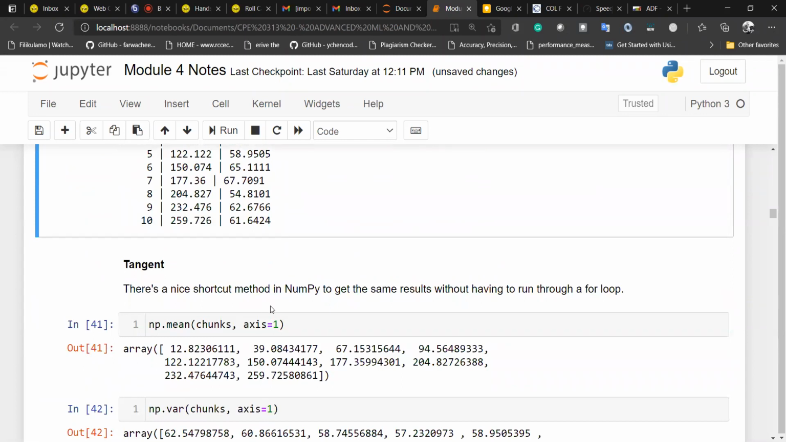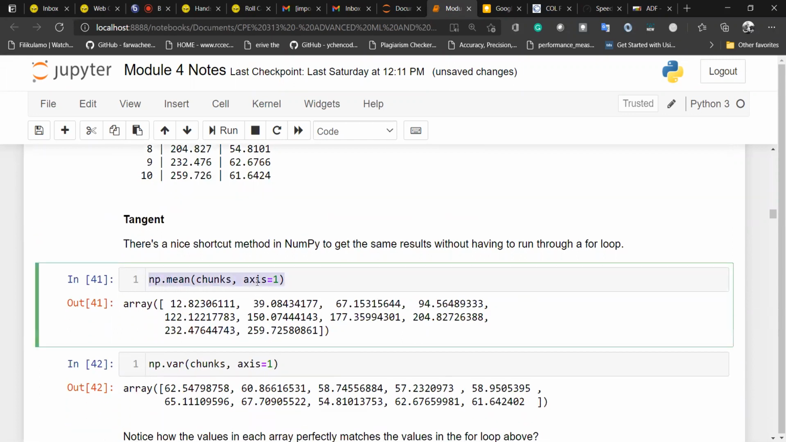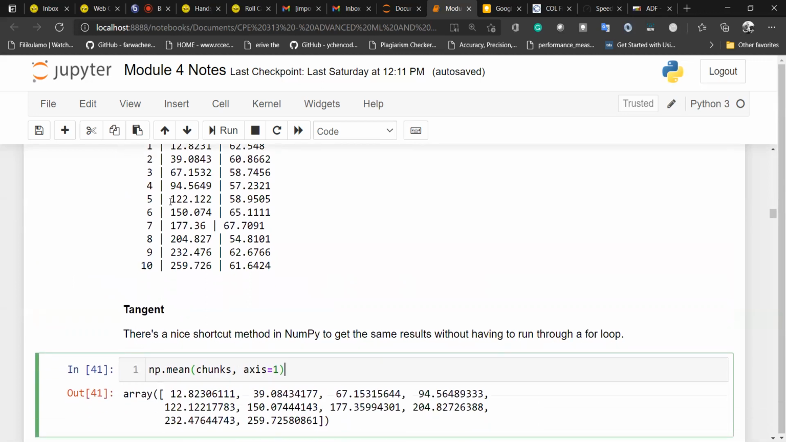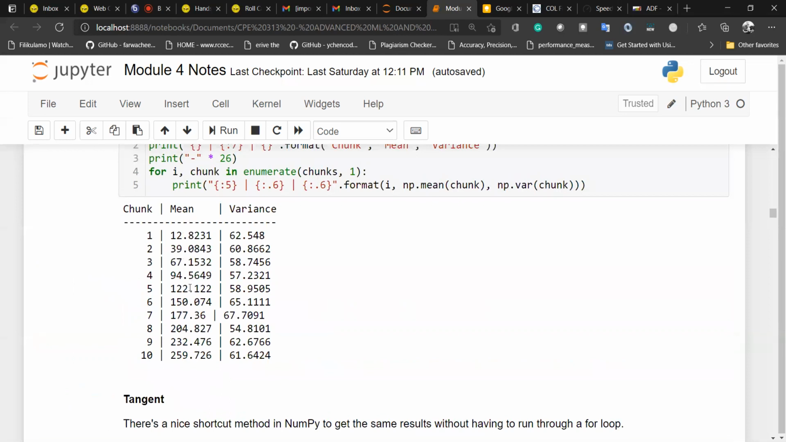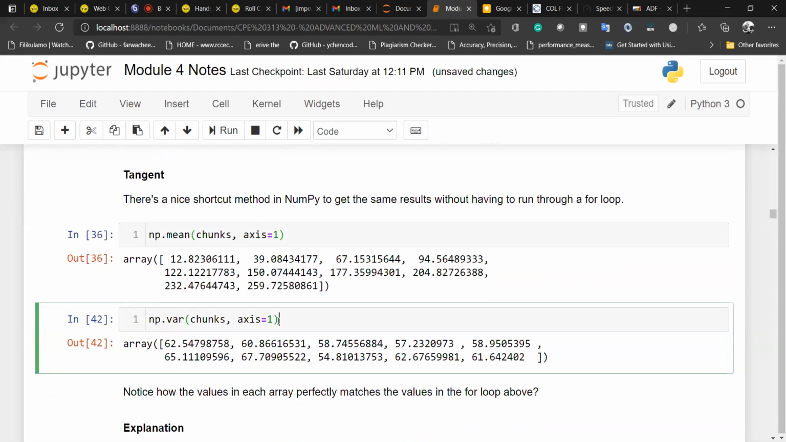Okay? So let's try to use the NumPy method. This is a shortcut method in NumPy to get the same results without having to run through a for loop. So we have a mean. We can compute the mean using the chunks data. We have the chunk data of 1 to 10, right? And then the axis is equal to 1. And then the array that will be produced is the following. You can see from here the values it got, 12.82. It's the same as the values here. The last part is 259. So this is the NumPy method, it's the same as this one.